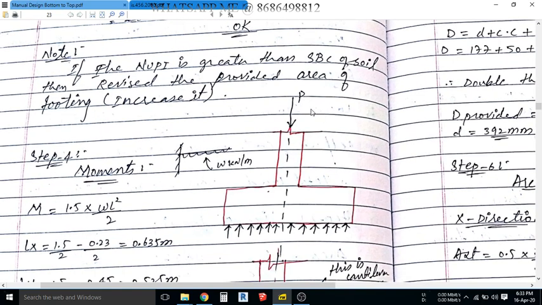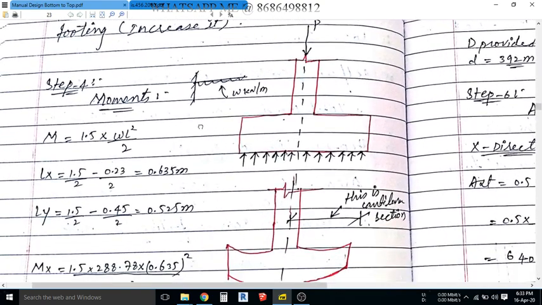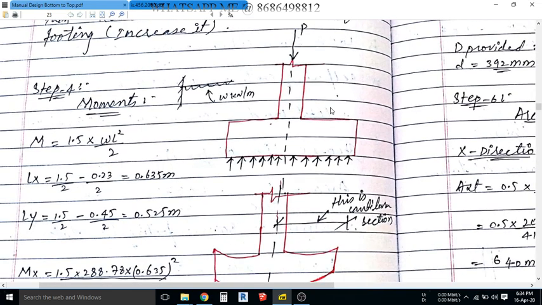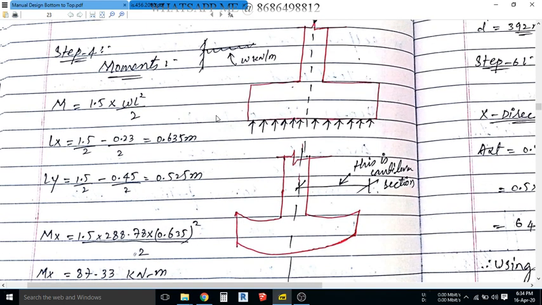If at all we are getting this value less, then this is the note you have to follow: we just have to revise the dimension of the footing. What's the next thing? When we design the footing, we have to calculate the diameter of the rod and the spacing we have to provide between the rods. For that we really need moments. If you know RCC, every time we calculate the area of steel, and then the number of rods or the diameter of rod and the spacing, and for that you really want the moment. So how will you get that?